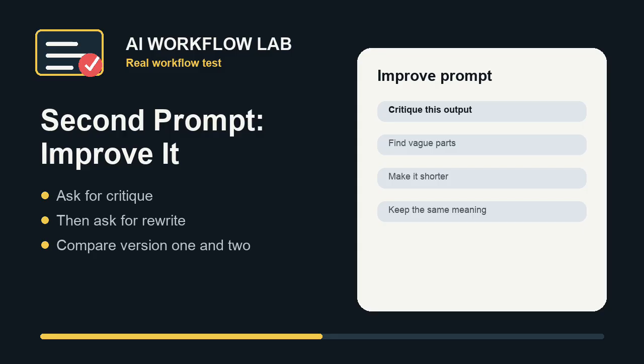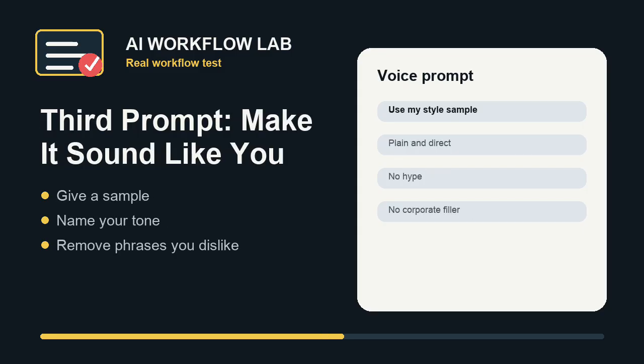Paste 2 or 3 sentences you have written before and say, match this level of directness and warmth. You can also ban phrases. For example, do not say "hope you are well," "game changer," "unlock," or "leverage."